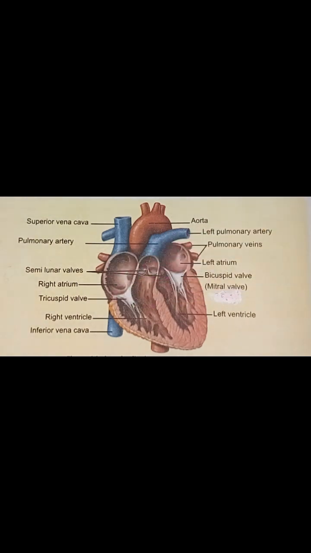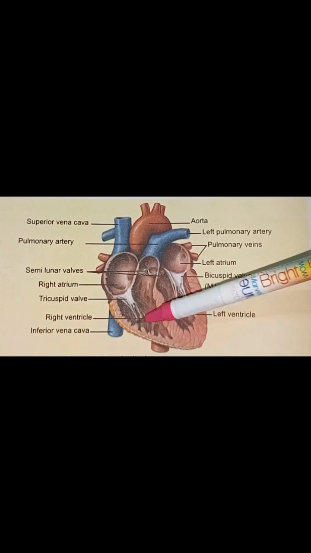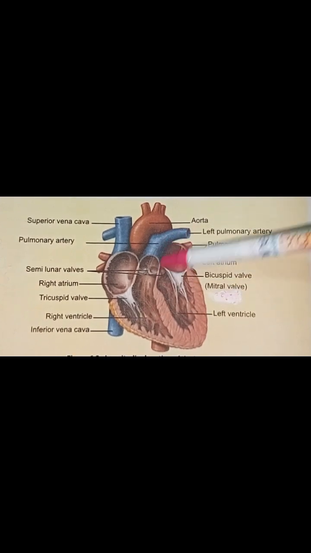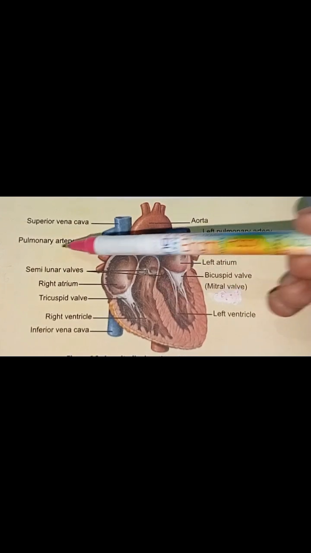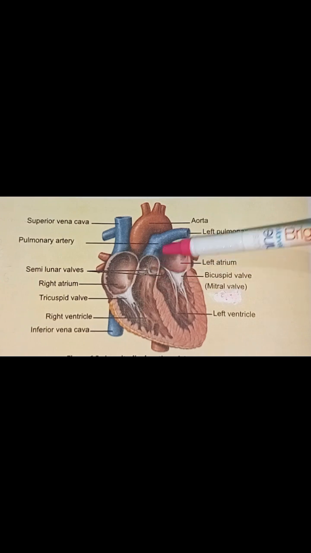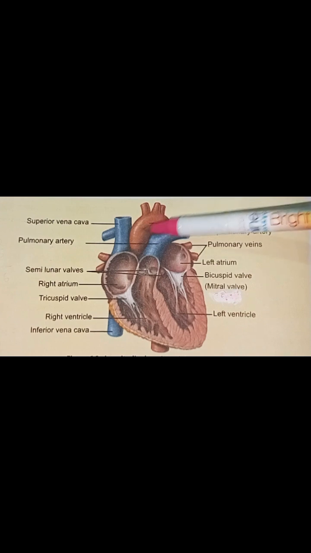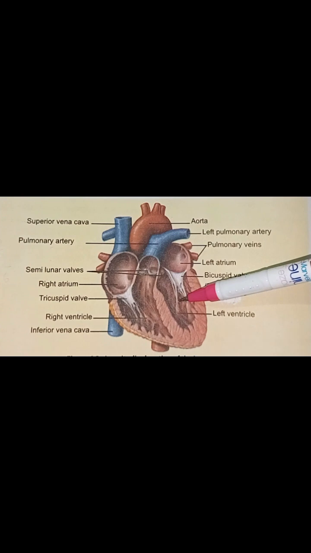There are 2 main arteries connected to the ventricles. This is the left ventricle, and this is the right ventricle. From the right ventricle this one goes, and this one is connected to this. So we say the pulmonary artery starts from the right ventricle, and the aorta, this one, starts from the left ventricle.